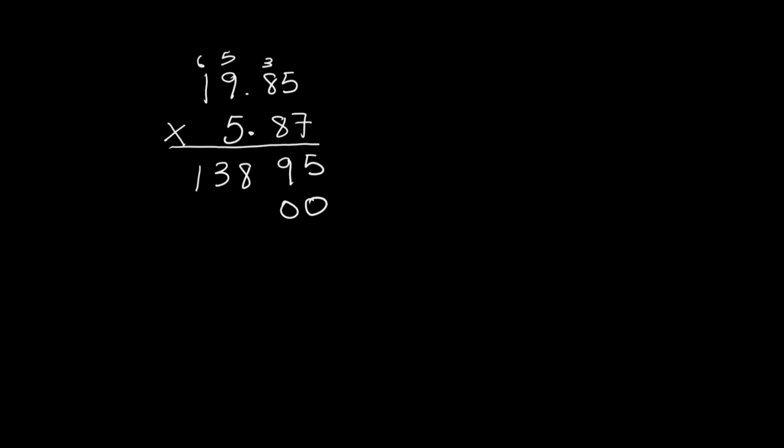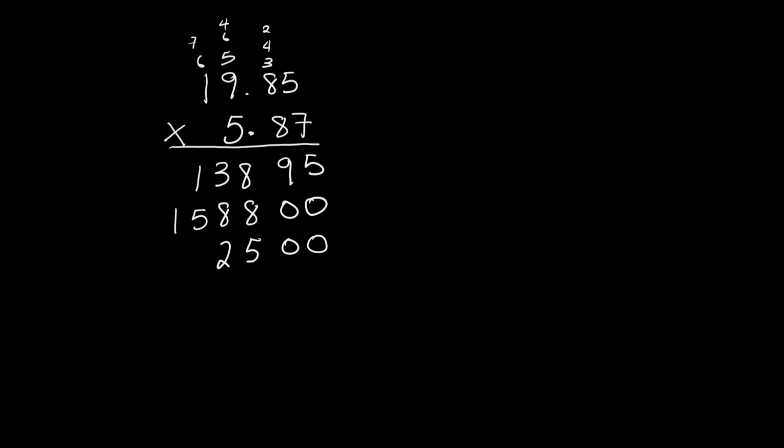Now, remember, when we skip a line, we add a 0. 5 8s, 40. Carry 4. 8 times 8, that's 64. Plus 4, that's 68. Carry 6. 8 times 9, that's 72. Plus 6, that's 78. And 8 times 1, that's 8. Plus 7, and that would be 15. Now we have another line to skip, so we add 2 zeros. Now 5 times 5, that's 25. Carry 2. 5 times 8, that's 40. Plus 2, that's 42. Carry 4.